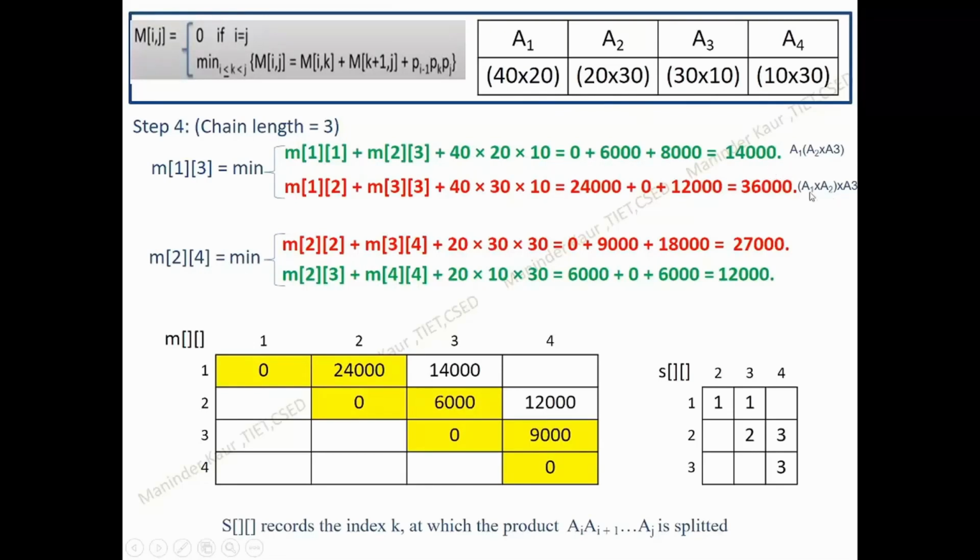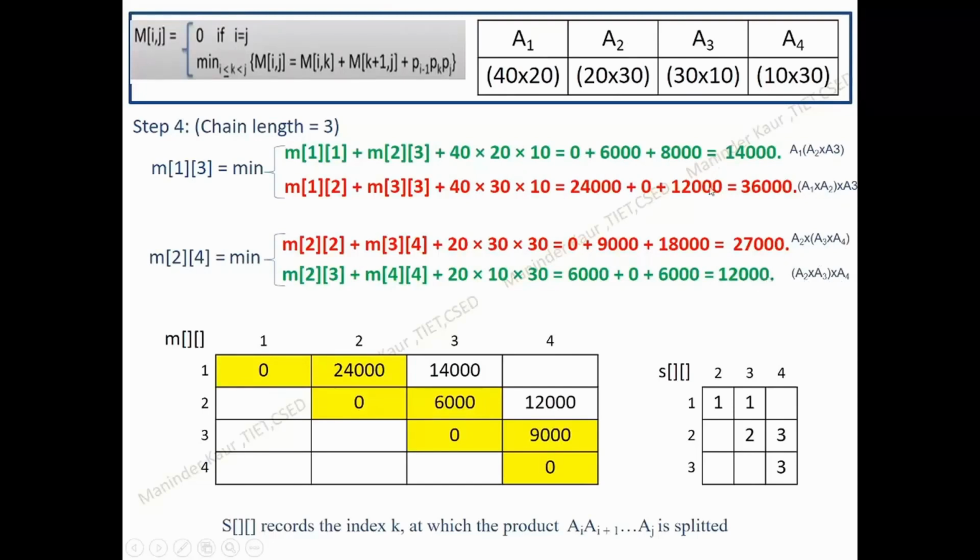Similarly, for A1 into A2, this is the cost of multiplying the matrices A1 till A2, and this is the cost of the single matrix A3. And this is the cost of multiplying the factor A1 A2 with A3. We get the cost here like this. Similarly, going to the next group, A2 A3 A4, two combinations are further possible: A2 into A3 A4, or A2 A3 then A4. Going in the same direction, you will get this result.